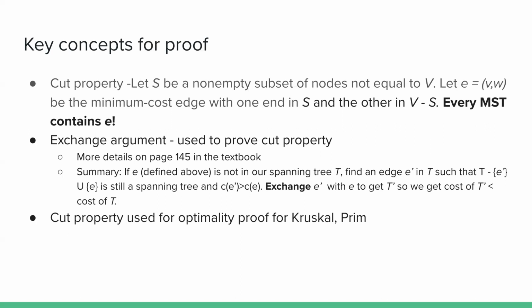Yeah? Like V here just means like the tree? No, V is the set of nodes in your original graph. G, your input to the minimum spanning tree problem, is a set V and a set E of your vertices and your edges.